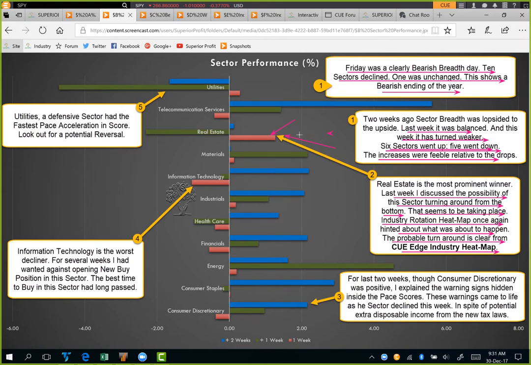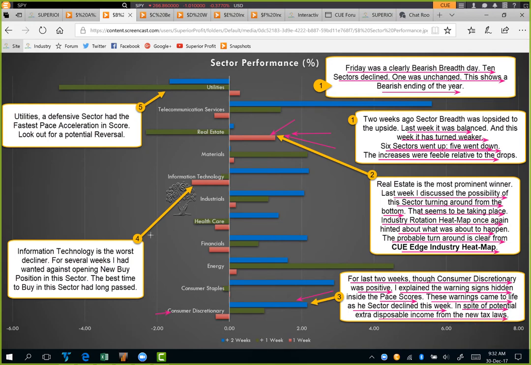It didn't only help us identify the turnaround of real estate from the bottom, it also warned us about possible decline in consumer discretionary. For last 2 weeks, though consumer discretionary was going up, it ended positive. I explained the warning signs hidden inside the industry PACE scores, which showed that some of the industries inside consumer discretionary were decelerating. These warnings came to life as now the sector has declined, in spite of potential extra disposable income from the new tax laws.